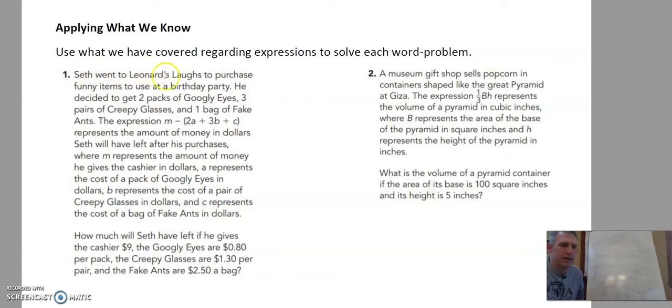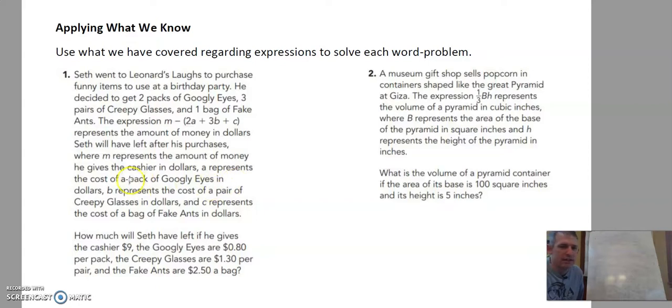Seth went to Leonard's Laughs to purchase funny items to use at a birthday party. He decided to get 2 packs of googly eyes, 3 pairs of creepy glasses, and 1 bag of fake ants. Oh, Seth. The expression M minus 2A plus 3B plus C represents the amount of money in dollars Seth will have left after his purchases, where M represents the amount of money he gives the cashier in dollars.